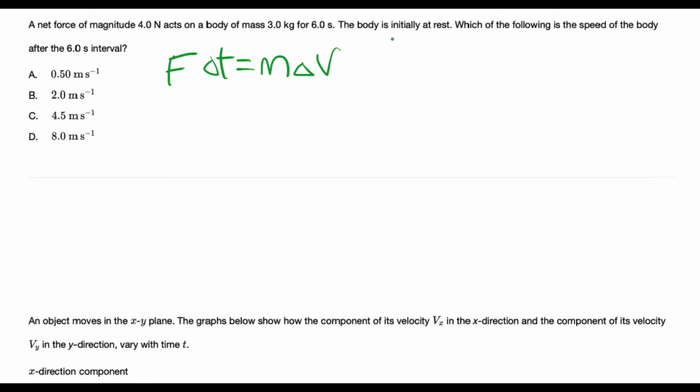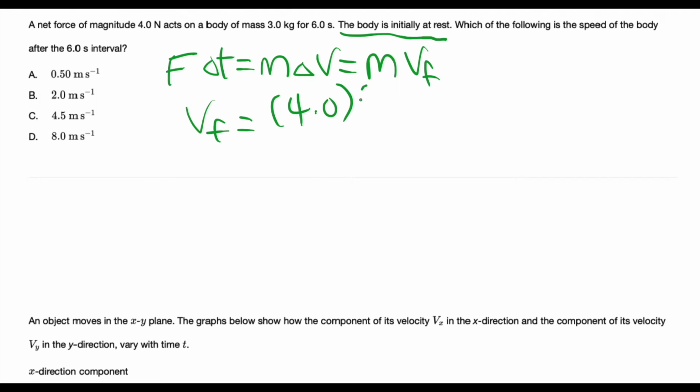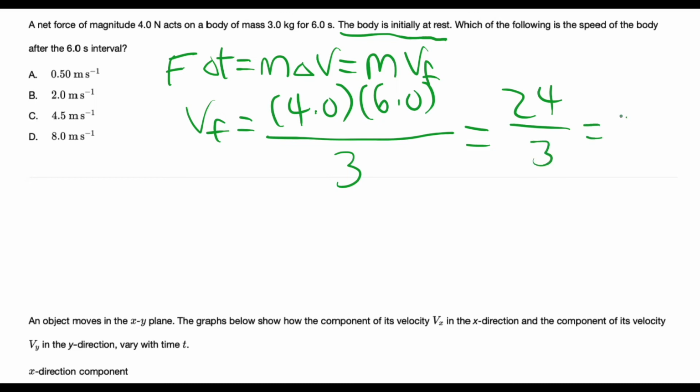And we know that the body is initially at rest, so initial velocity is equal to 0, so change in momentum is equal to mass times final velocity. So final velocity is equal to force times change in time, so 4.0 times 6.0, over mass, which is equal to 3. So this is going to be equal to 24 over 3, which is equal to 8. So the answer is D.